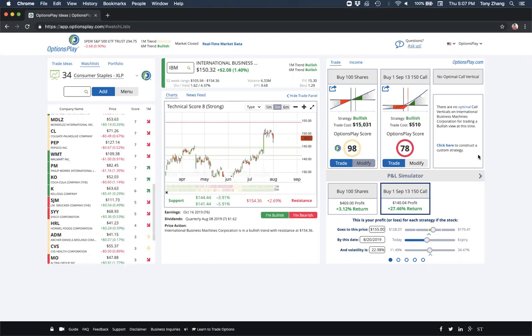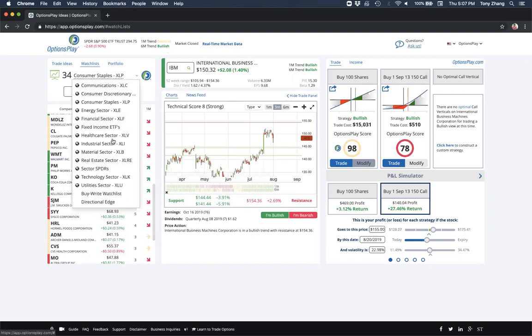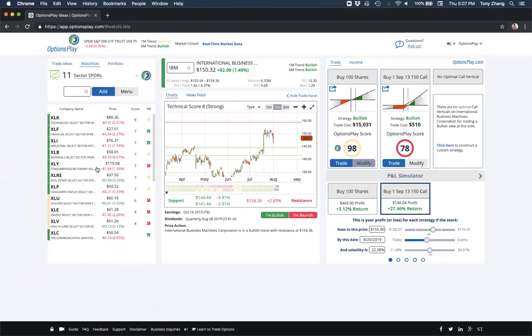This is usually where I start my day, as I look at the sectors. And I look at what sectors are strongest, what sectors are weakest. As you can see, healthcare, energy, and utilities are some of the weakest sectors. The strongest sectors are technology, financials, and industrials right now.